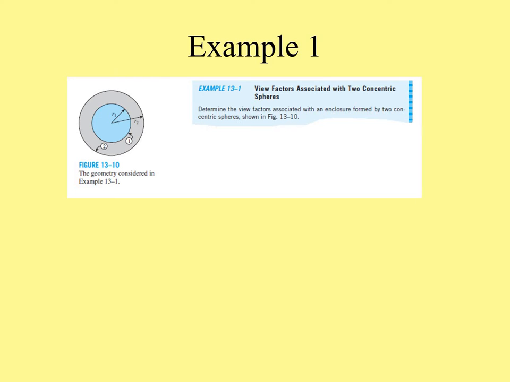Like what I taught you before, to calculate the view factor here we use the concept of N surfaces. For N surfaces, we will have N squared view factors. So we have two surfaces, which means we will have 4 view factors. The view factors we need to determine are f1 to 1, f1 to 2, f2 to 1, and f2 to 2.